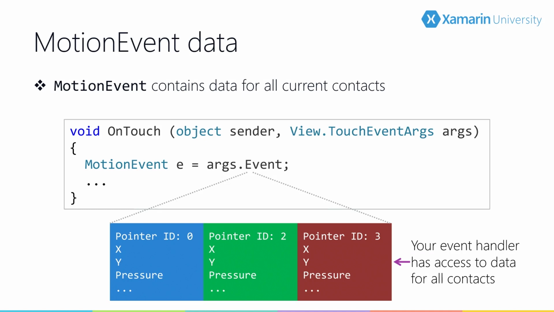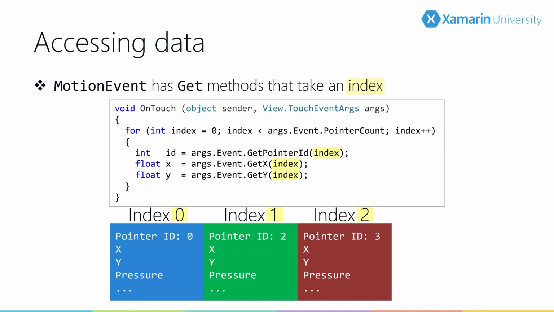Now, a MotionEvent object contains data for all of the current screen contacts. To read data out of the collection, you use the MotionEvent's get methods that take an index. For example, calling getX and passing a 2 gives you the x coordinate of the finger at the third position in the collection. Android calls the parameter the pointer index, which makes sense because it's an index into the data structure holding information about all the active pointers.